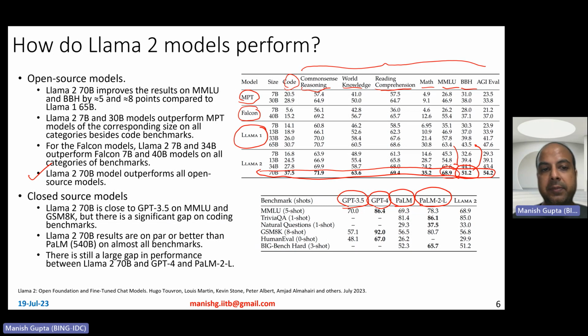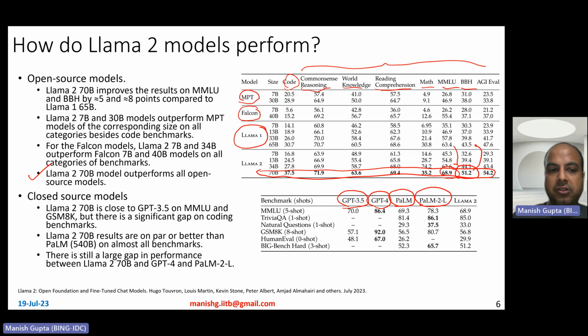Llama 2 7 billion and 30 billion also outperform MPT models of corresponding size on all categories besides the code benchmarks. So that's that. For Falcon models, Llama 2 7 billion and 34 billion are better than the 7 billion Falcon and 40 billion Falcon, which is also very nice.